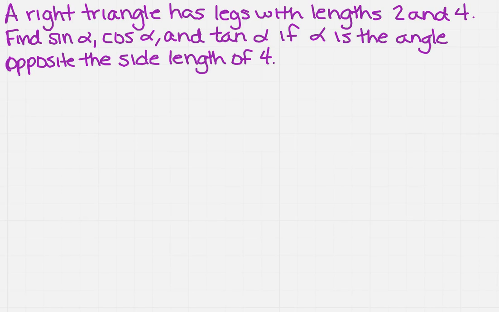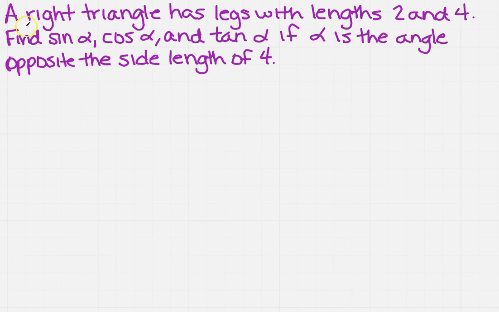A right triangle has legs with lengths 2 and 4. Find sine of alpha, cosine of alpha, and tangent of alpha if alpha is the angle opposite the side length of 4. Okay, so you read that and you're like, what? What in the world did that just say? Well, let's dissect it in little pieces.